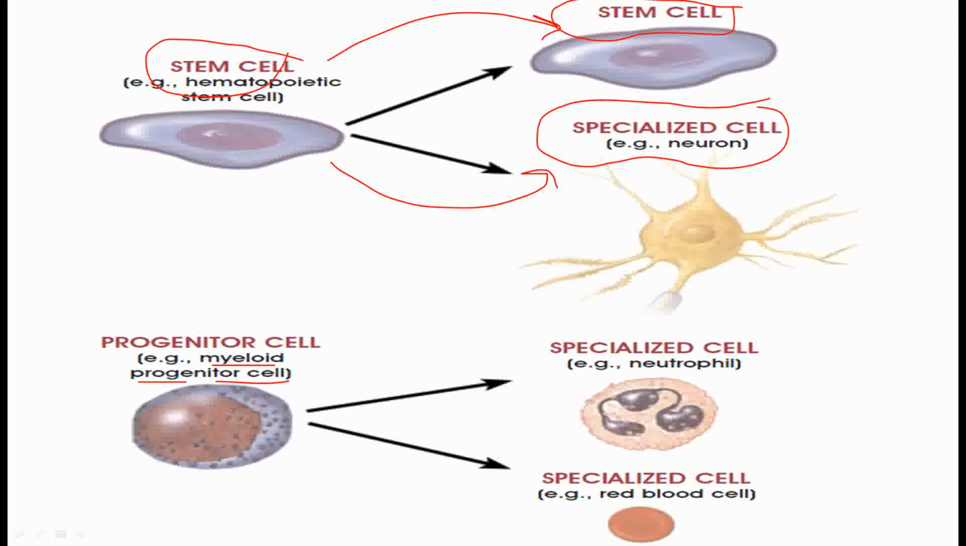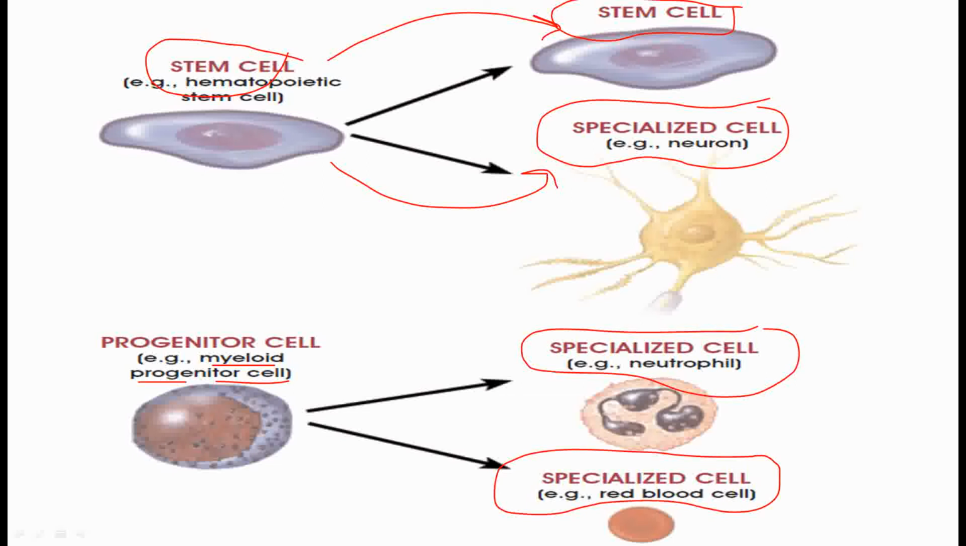But in the case of progenitor cell, it gives rise to a specialized cell and a specialized cell. So we can say that progenitor cell on division does not give rise to any cell that is same in shape and size and function. Both of these cells generated by the division of progenitor cells are specialized cells.